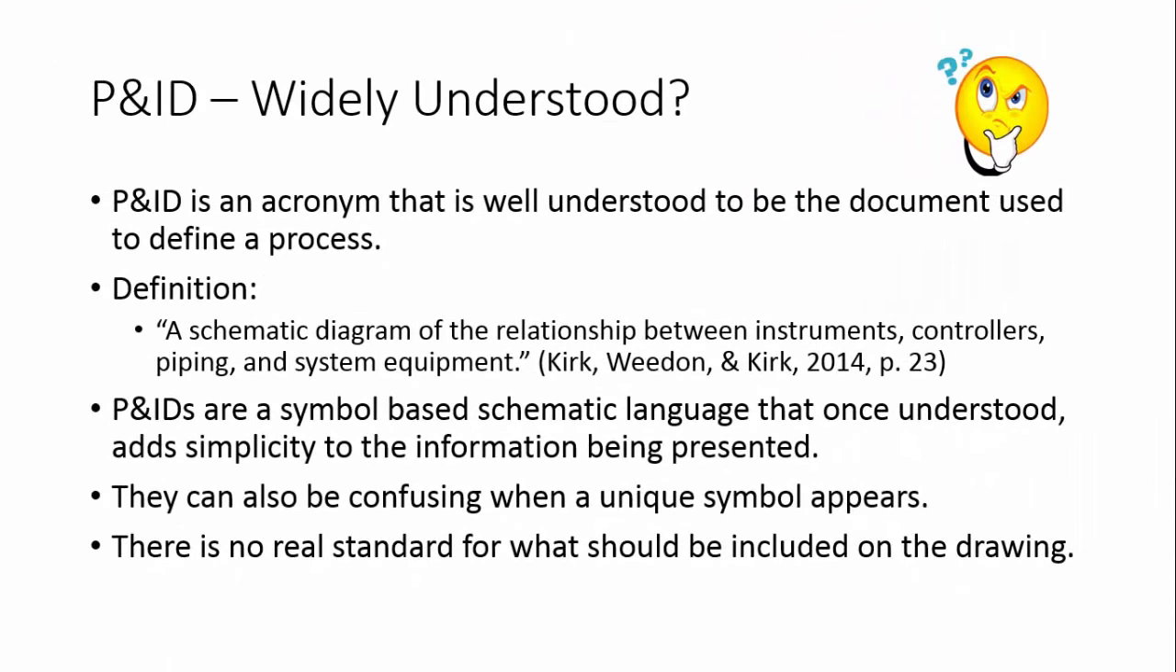PnIDs are documents that technicians will use when troubleshooting and or repairing instrumentation. The symbols must be understood and are defined by a standard produced by ANSI, which is the American National Standards Institute, under ISA, and ISA is the International Society of Automation, formerly the Instrument Society of America, standard number 5.1, which was updated in 2009. However, even with this standard, there is no real standard that specifies how much information and what type of information should be on PnIDs.